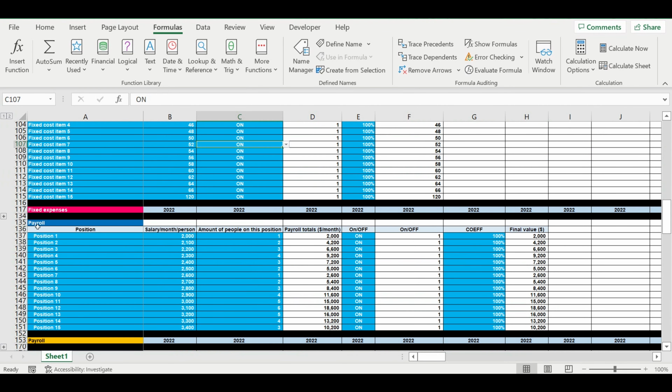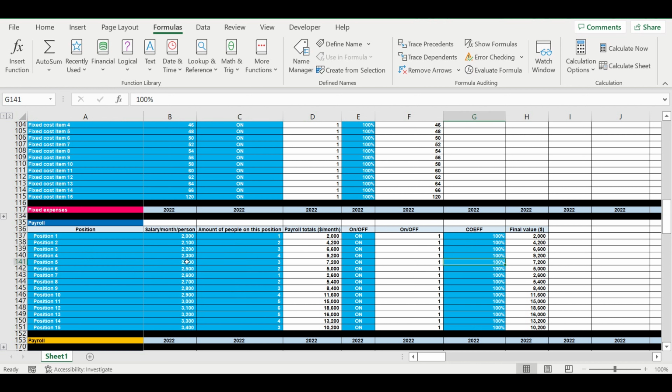Then you move to payroll. Here you specify the names of positions you have in your business. This is the salary of one person on each position. Here you specify how many people on this position you're going to have. You can switch on and off different positions from calculations to see the performance of financial efficiency with or without this or that position. Here you also have a coefficient for the salary for this or that position.